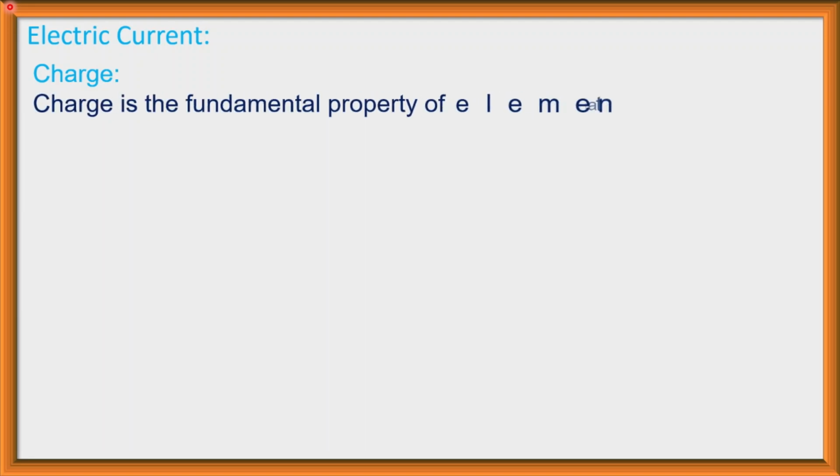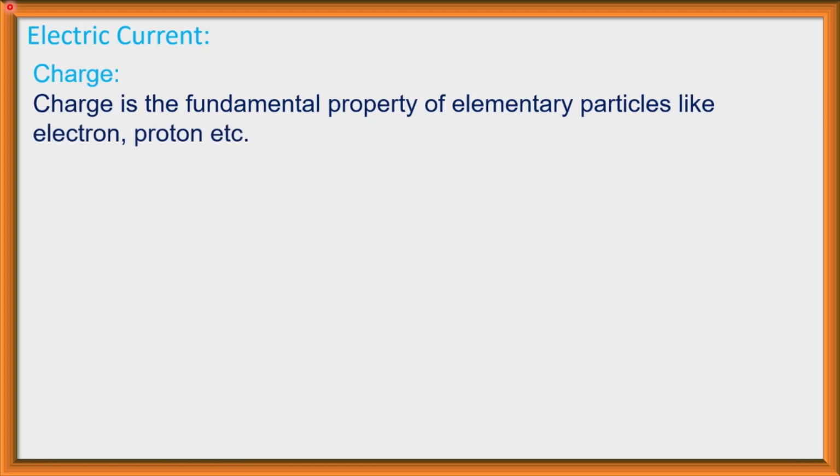Charge is the fundamental property of elementary particles like electron, proton, etc. We know atom consists of electron, proton, neutron. These are elementary particles, and charge is the fundamental property of these elementary particles. We know the charge of electron and proton are opposite in nature, and there is no charge of neutron.